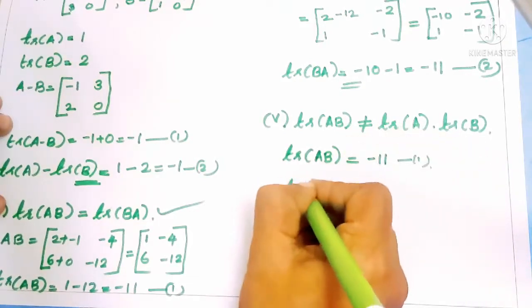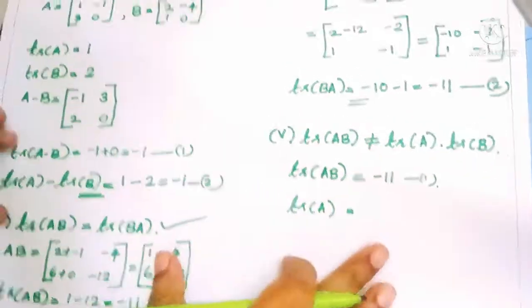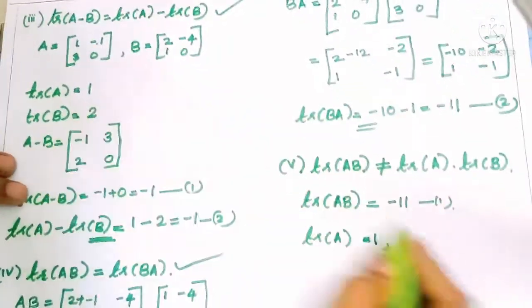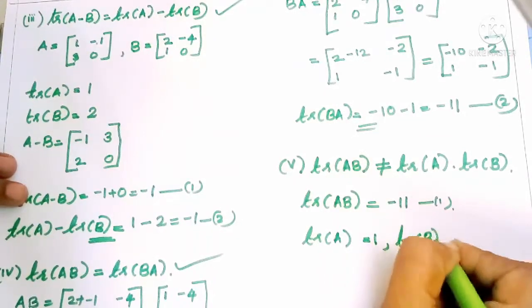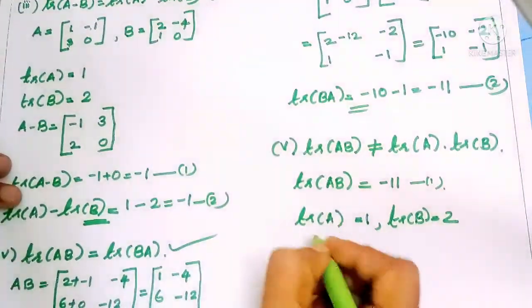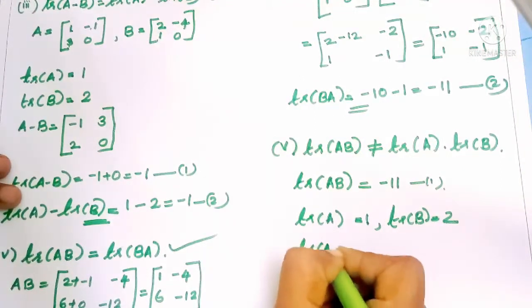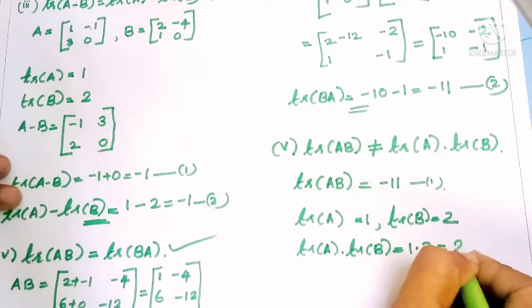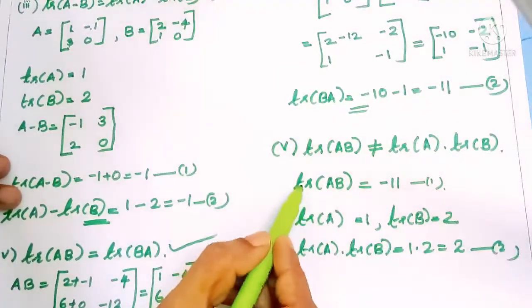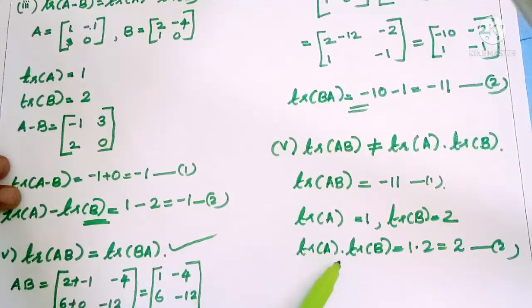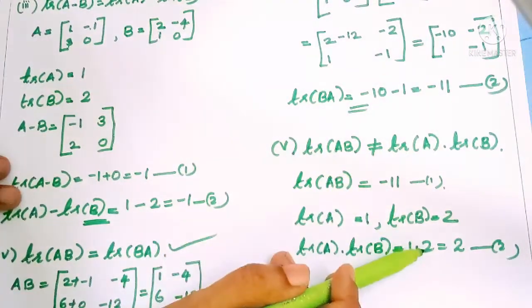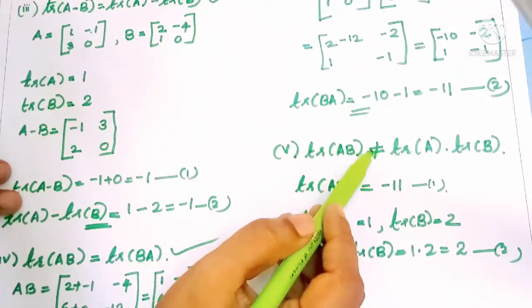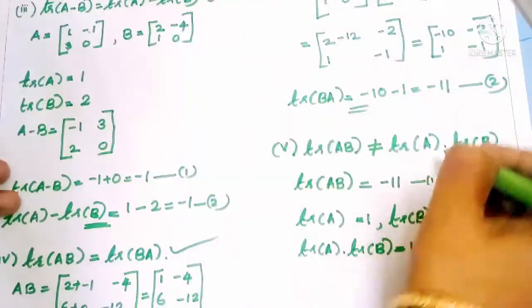Also, what is trace of A? Here we got trace of A as 1 and trace of B becomes 2. Then trace of A into trace of B: 1 into 2, it should be equal to 2. If you compare trace of AB and trace of A into trace of B, both are different. So we can say this property is true. That means trace of AB is not equal to trace of A into trace of B.